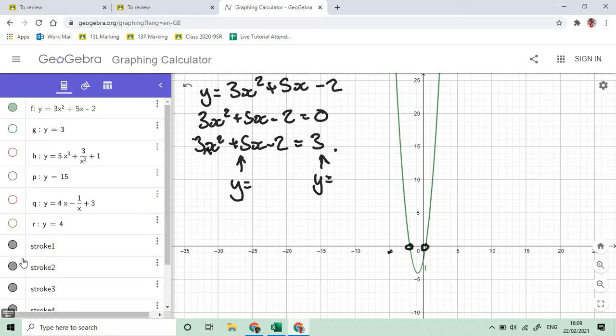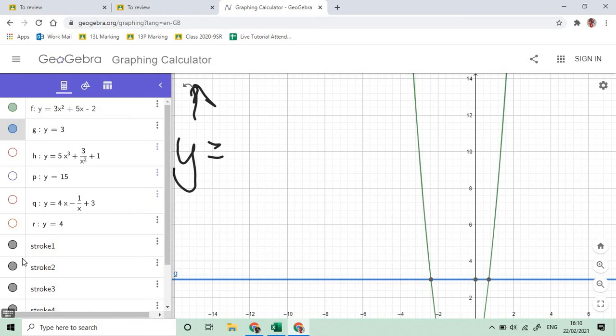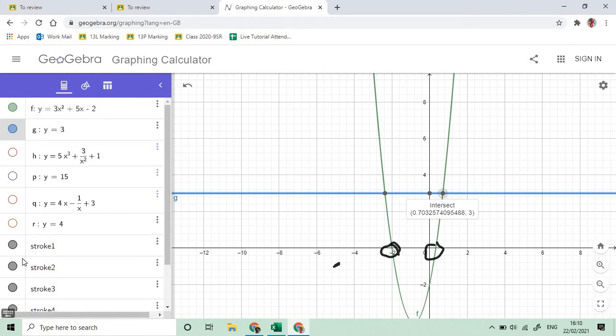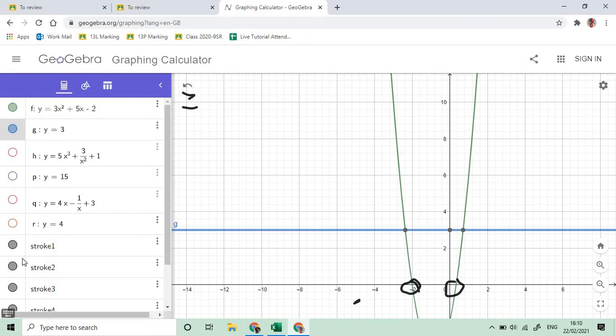We've got the graph on the left-hand side, which was y equals 3x squared plus 5x minus 2. We've got the graph on the right-hand side, which is y equals 3. Where are both of those graphs exactly the same? Where is it that there's an input into each of those graphs that gives you the exact same output? Well, that exists here. I have to zoom in for it. There we go. It exists here at 0.703257 or whatever. If you substituted that into each of the quadratic and the linear, you'll get 3 out.